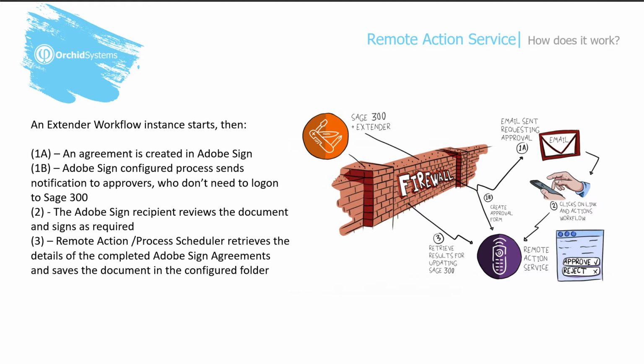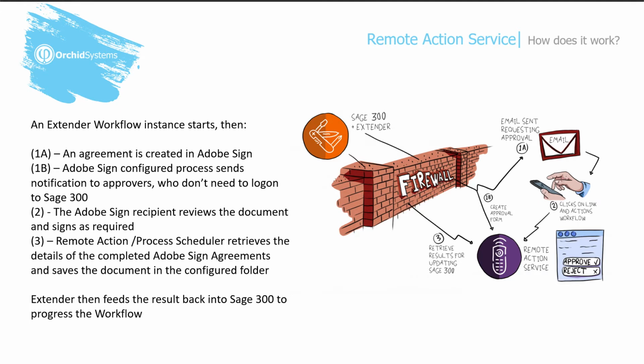When this is all complete, the Remote Action service, combined with Process Scheduler, automates the retrieval process. They retrieve the details of the completed Adobe Sign agreements and save the document in the configured folder and keep progressing the workflow, as in converting the quote to an order. So you don't need to open a port on your firewall. It is the Remote Action service, the Polar service, that is connecting to the cloud-based service.